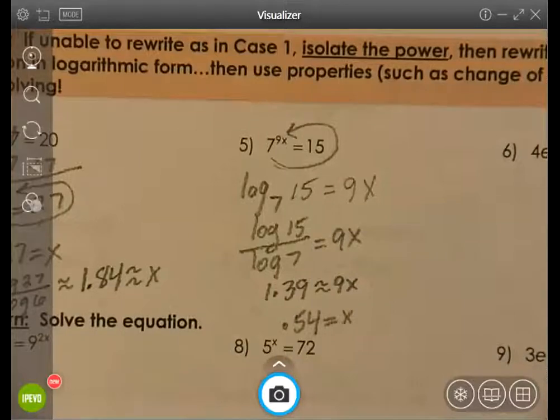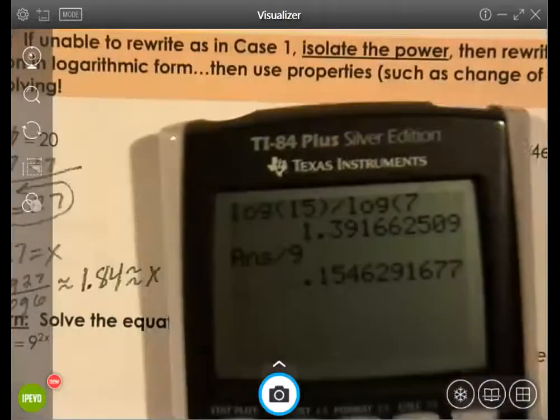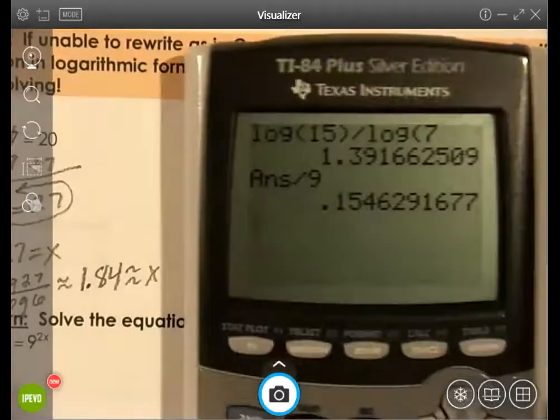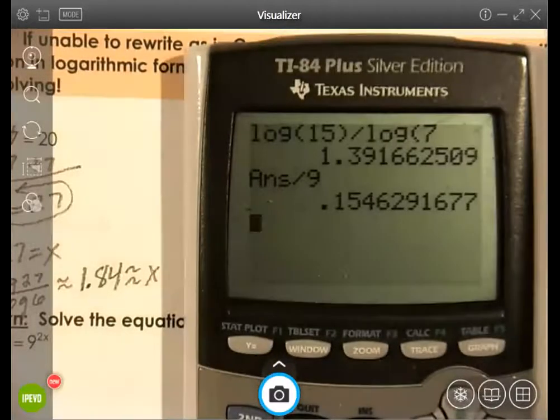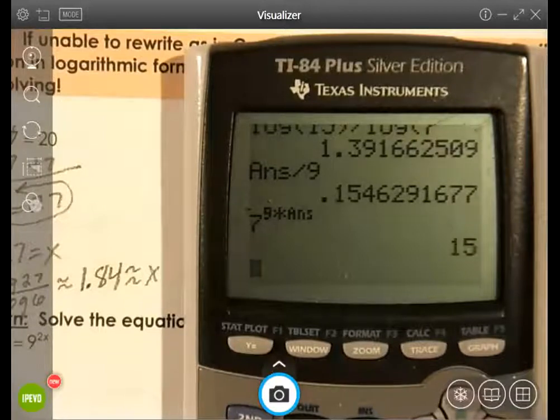So that would be my value. Now we can test that value. If a calculator is appropriate, we can say 7 to the power of 9 times our answer. And since we're looking at the real answer, not a rounded answer, we should be able to get exactly the number we're expecting.